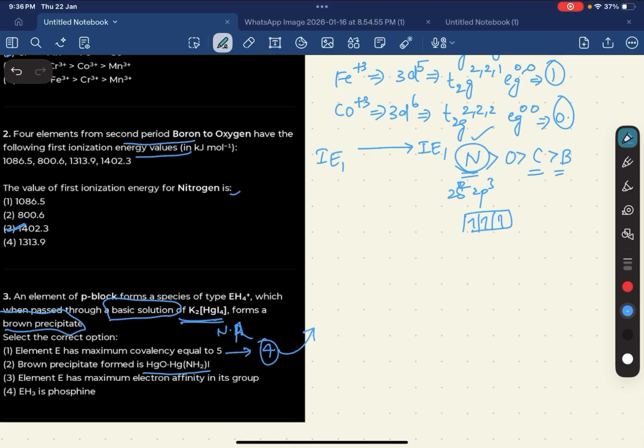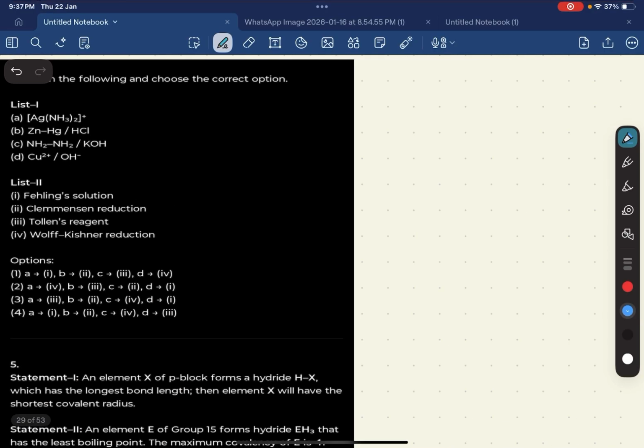So they are asking to select the correct option. The correct option will be the second option only, right? This is Millon's base, that is with the NH4+ ion. Everyone knows this, because this is the first thing in the lab. So NH4+ is the answer. Accordingly the second option is the answer, students.